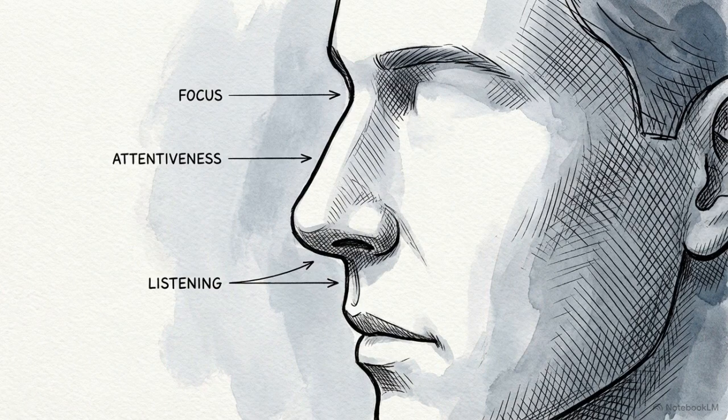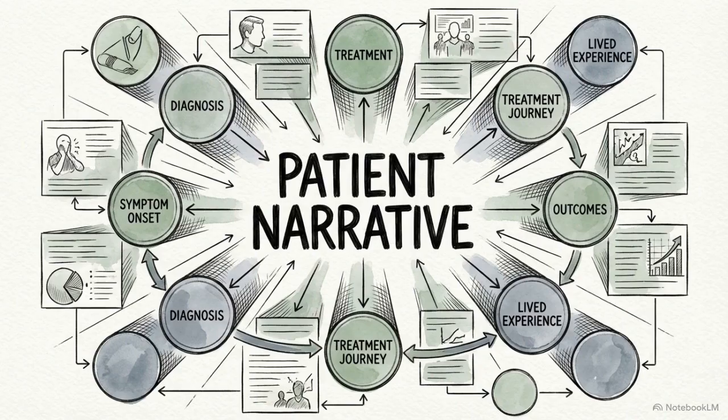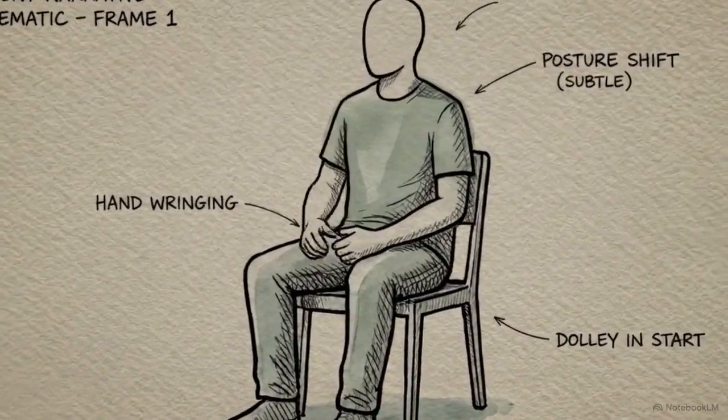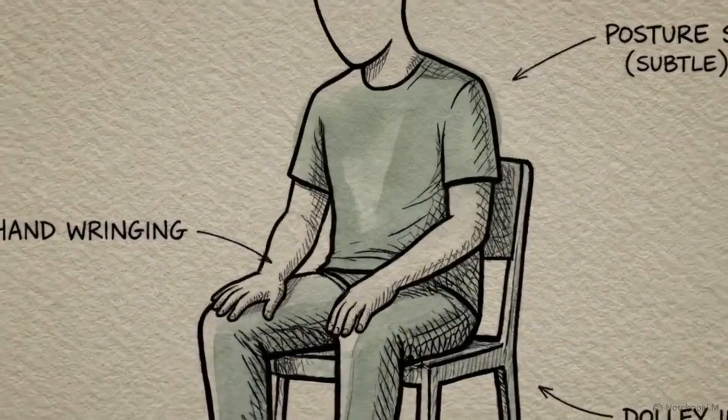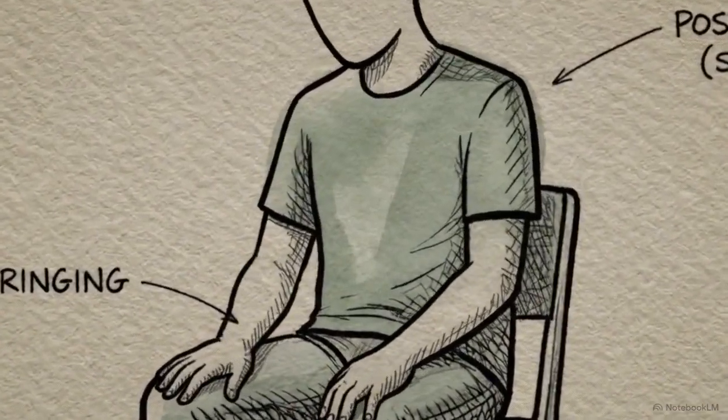Move 2 employs a broad, unstructured question. Can you tell me in your own words what's been going on for you? To give the patient the floor. This initial free narrative provides immediate evidence of the patient's affect, speech patterns, and cognitive coherence in their natural state.